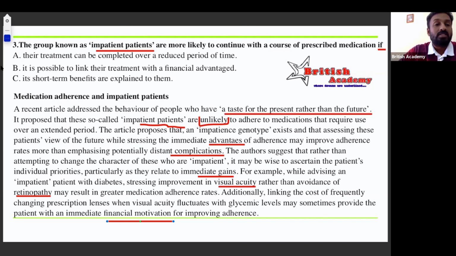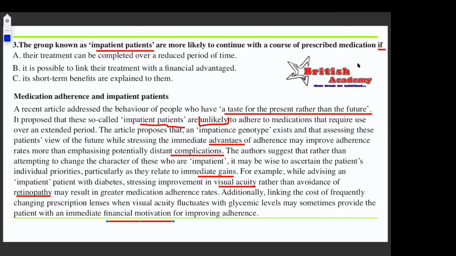Okay, now you can see over here that treatment can be completed over a reduced period of time. That is the first option. The question says the group known as impatient patients are more likely to continue with a course of prescribed medications if. Now you have to be careful over here. The first option says the treatment can be completed over a reduced period of time. Nowhere does it say that. It only says they are unlikely to adhere to medication that requires use over an extended period. Nowhere does it say that if it is in a reduced period of time, they may adhere. It is an assumption. So hence, this is not the right option. Now, many people say C. Okay, that can be a right option.